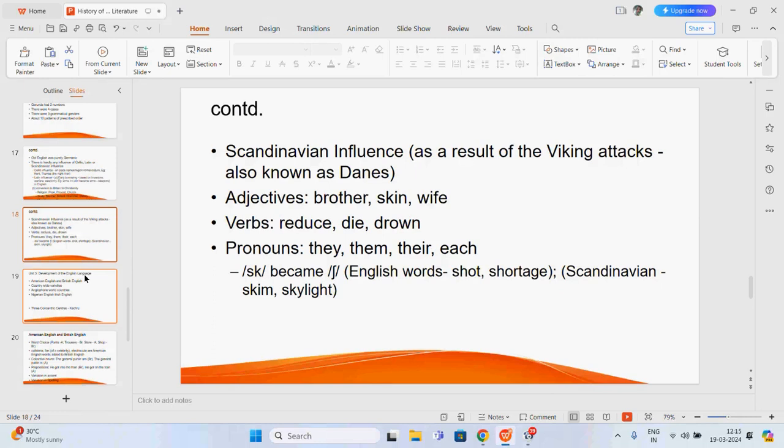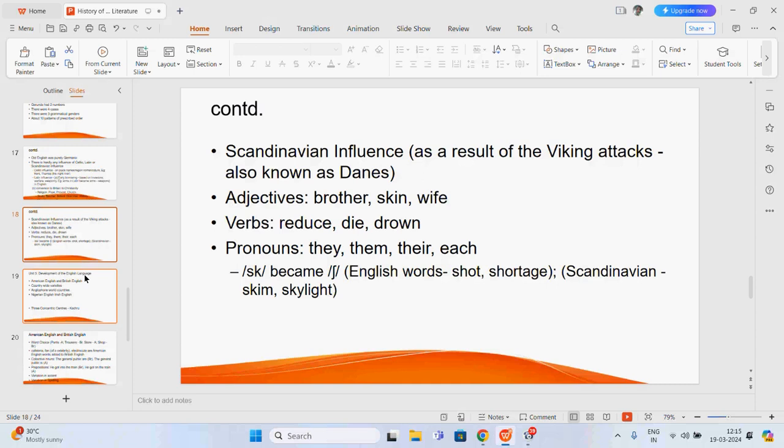The Scandinavian influence on the Old English is basically a result of the several Viking attacks. The Vikings are also referred to as the Danes. So what are some words that were influenced by the Danes or the Vikings, or what is the Scandinavian influence on Middle English? In the use of adjectives, we have the verbs taken from the noun forms brother, skin, wife, verbs where we are talking about reduce, die, drown, pronouns they, them, their, each, all from the Scandinavian influence.